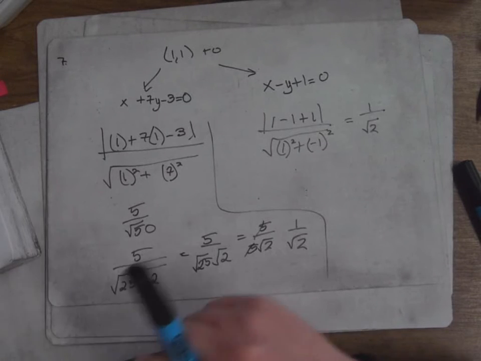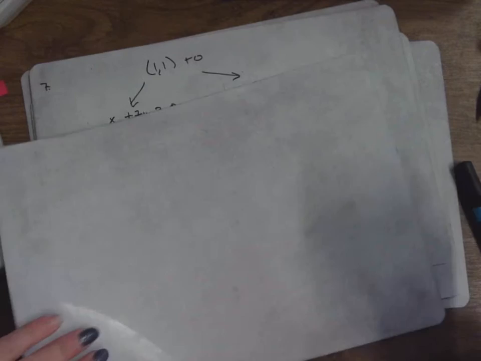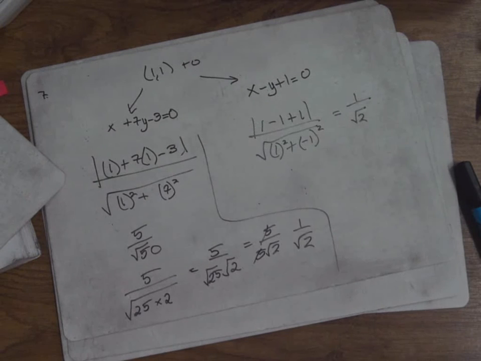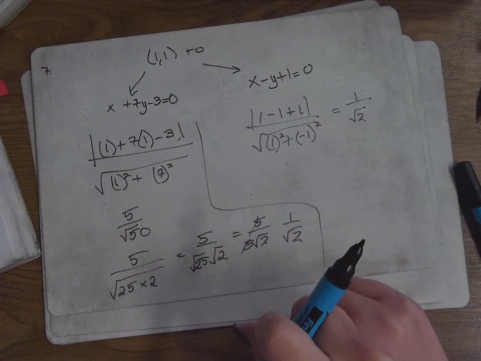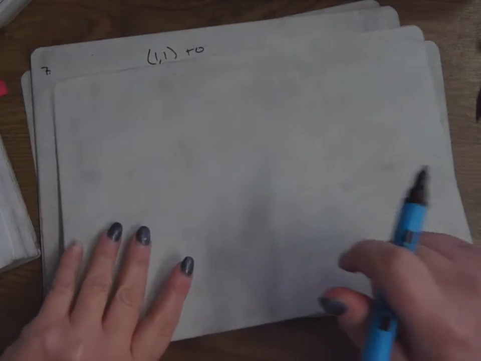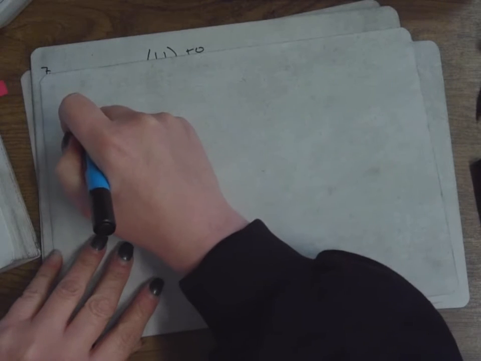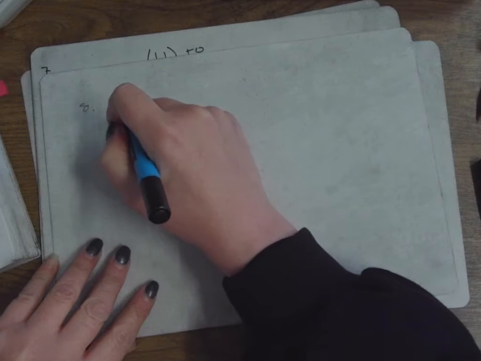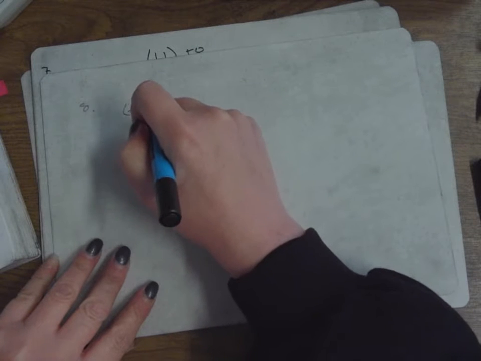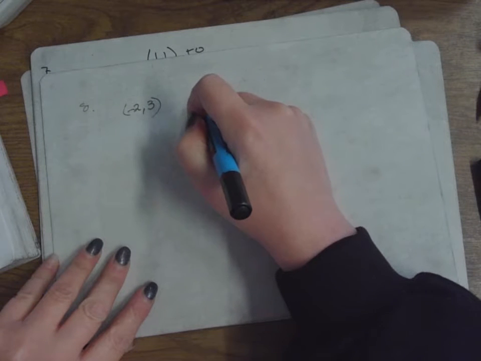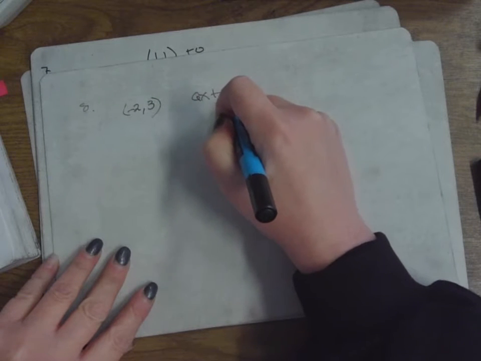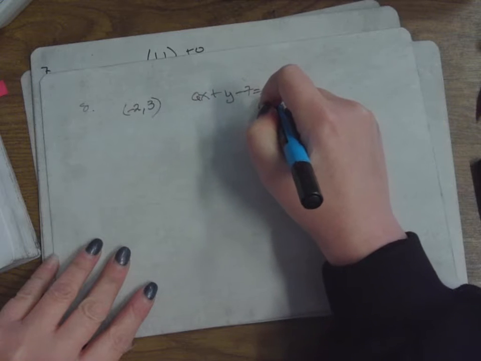Am I doing 8? Yeah. Right, okay. So 8, am I good to go? Yeah, right, number 8, so, the values of A, if the point is minus 2, 3. So they're getting the perpendicular distance from minus 2, 3 to the line Ax plus y minus 7 equals 0, and the answer is going to be root 10.